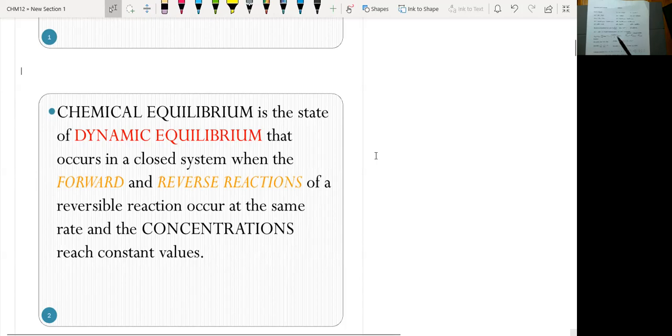So let's start saying that chemical equilibrium is the state of dynamic equilibrium. What is the meaning of that? Dynamic equilibrium means the equilibrium works all the time. The opposite of dynamic is static, something that doesn't move. Equilibrium is a dynamic state of the system. It's always working, never stops, always working.